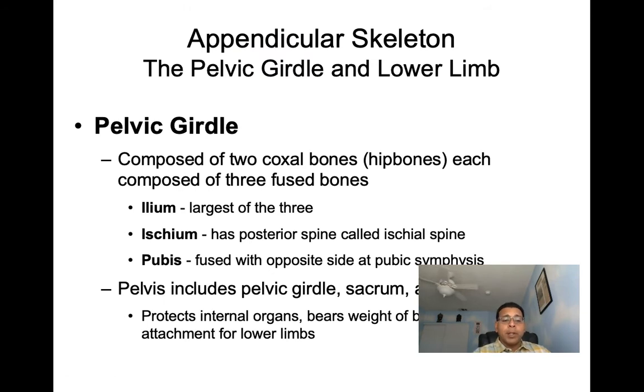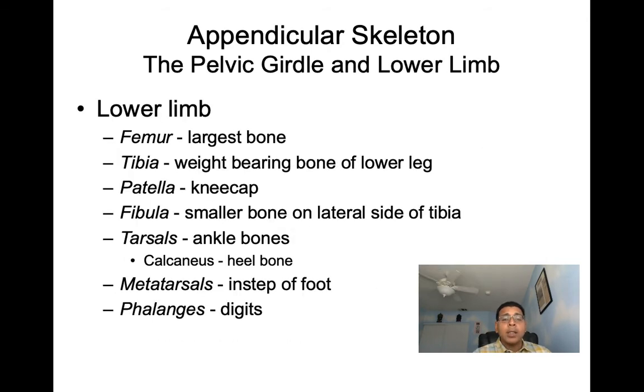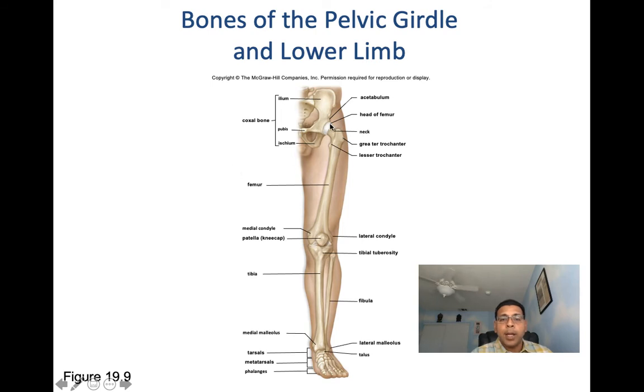Now, when we talk about the pelvic girdle, I'd like you to know that it consists of 2 heavy, large coxal bones, or you can refer to them as hip bones. Each coxal bone is made up of 3 bones that are fused together: the ilium, the ischium, and the pubis. The 3 bones come together at a region called the acetabulum.